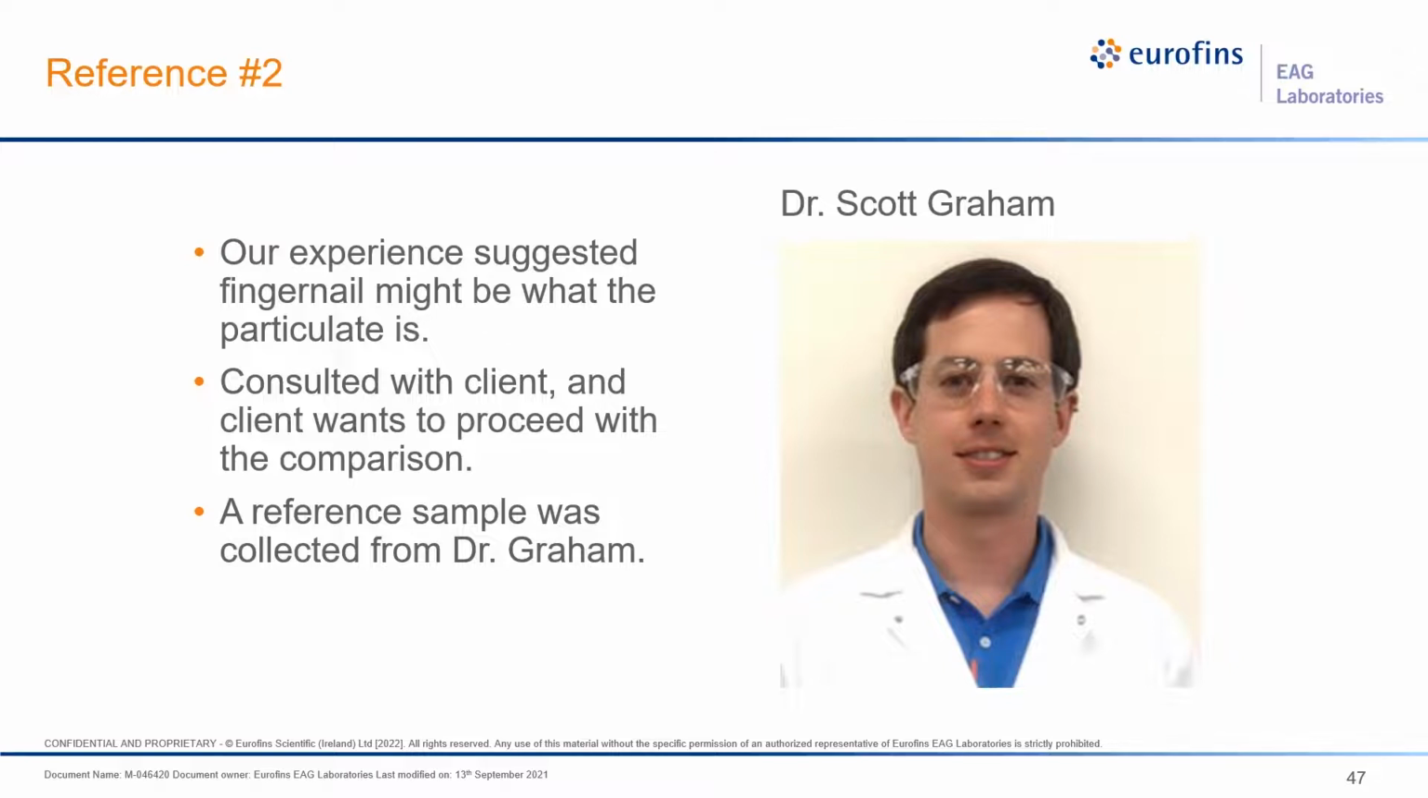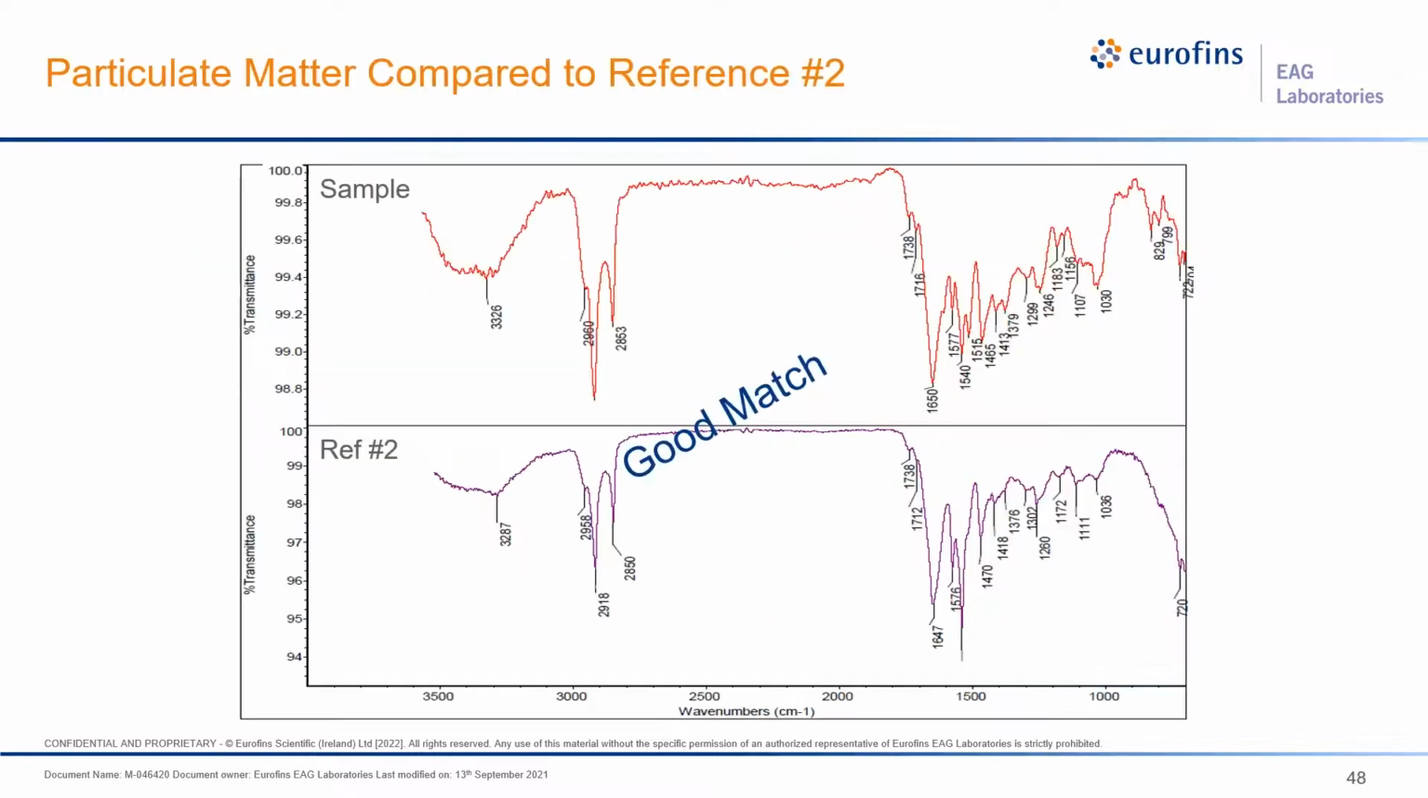So we collected a reference sample from Dr. Graham. We logged it in as reference number 2. And then we made a comparison of that and the fingernail. You can see the characteristic bands that are matching. Now it's showing some, and all the ones that showed up here as shoulders were the ones we had concerns about before. Now they've started showing up here. So this is the case where we would consider it a good match. We went back and told them we think this is consistent with a fingernail.